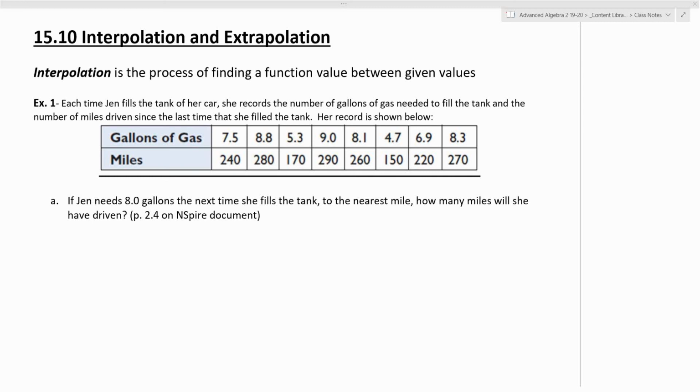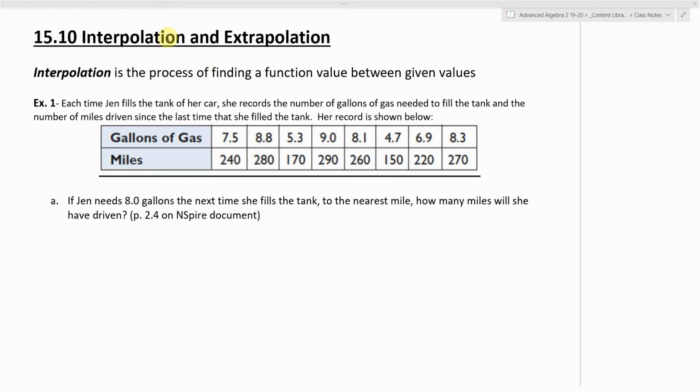All right, in this last section on stats for us, in chapter 15, we're going to talk about interpolation and extrapolation. So hopefully we see the prefix relation here between interpolation and extrapolation. Inter is within something, extra is outside of something. So what we mean by interpolation and extrapolation is simply making predictions about data values using regression models.